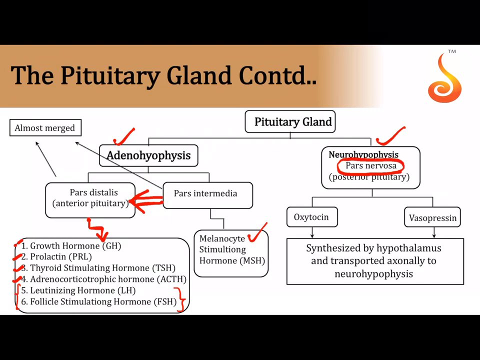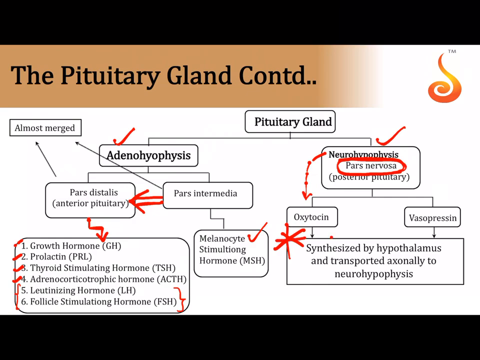Then if you see the neurohypophysis, I told you that the posterior lobe of the pituitary gland is referred to as the neurohypophysis or the pars nervosa, which receives axons directly from the hypothalamic neurons. They don't secrete hormones of their own, they just store the hormones that are coming from the hypothalamus and release them as and when your body requires. The two major hormones released by your posterior pituitary or neurohypophysis are oxytocin and vasopressin, and this step is very important.